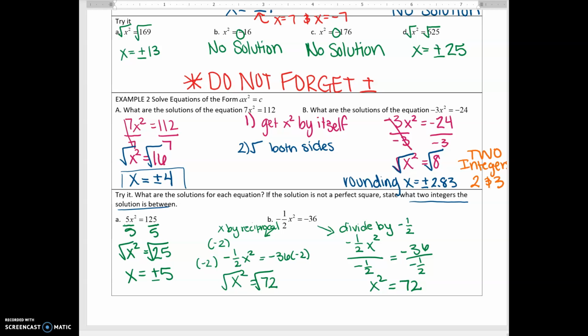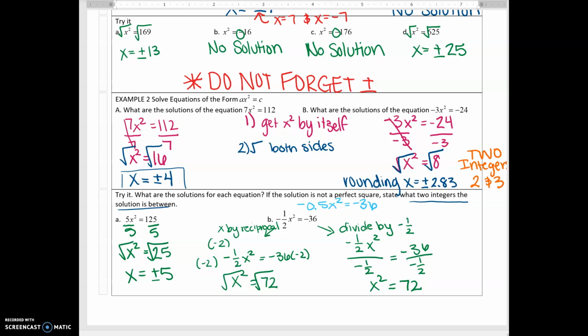On this one, there's two ways you can, actually three. You can change this 1/2 into a decimal, deal with it like a decimal. So you could change this to a decimal and do negative 0.5 x squared equals negative 36, and then deal with it that way.